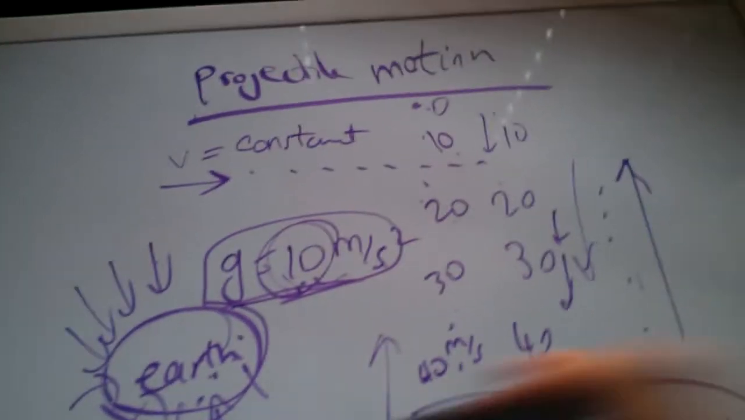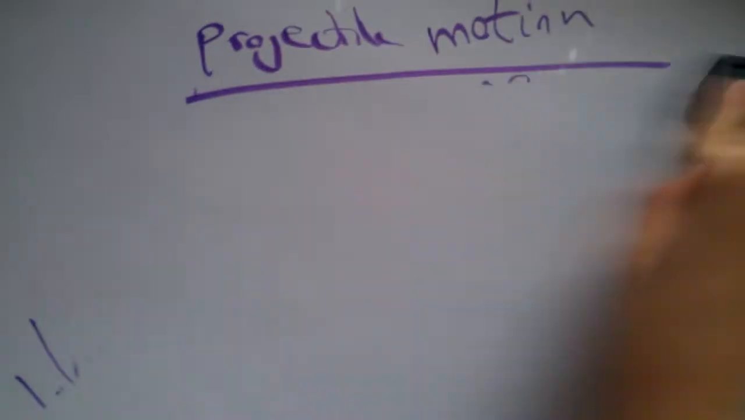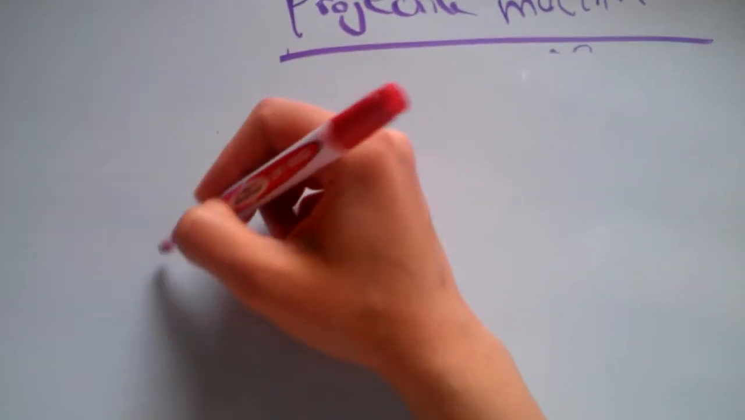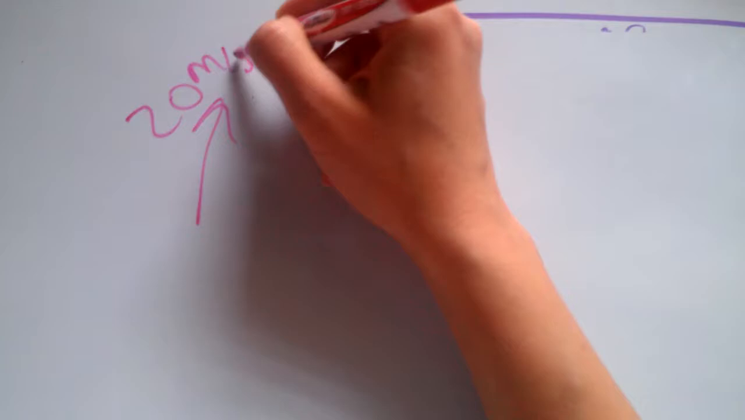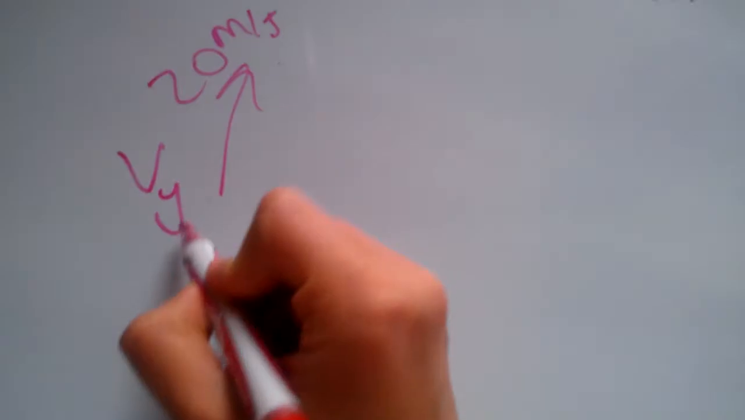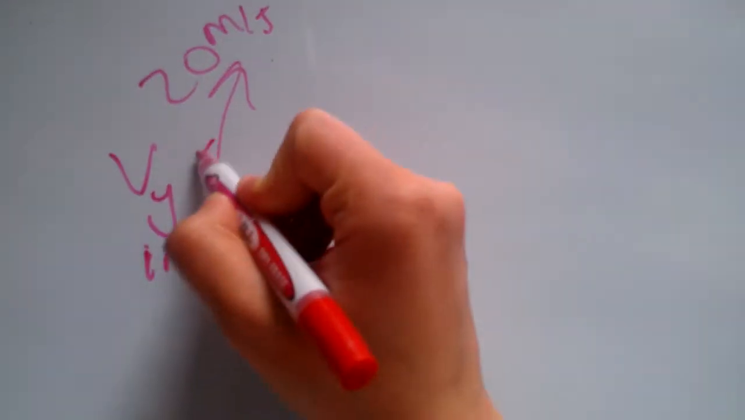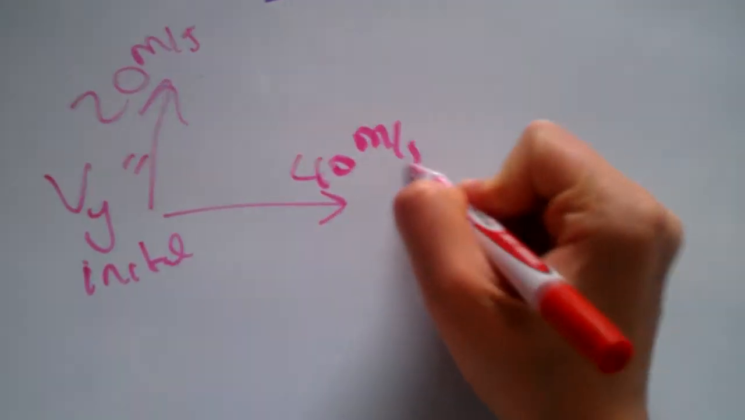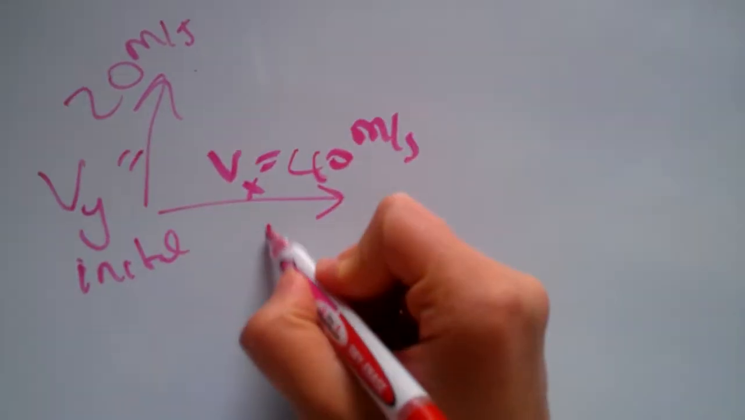So having said so, let's just do one example of projectile motion, just to make sure that we understand every bit of it. Suppose I hit a tennis ball and I hit it with a vertical speed of 20 meters per second. So Vy initial is 20 meters per second, and the speed along the horizontal is, let's say, 40 meters per second. So this is Vx initial.